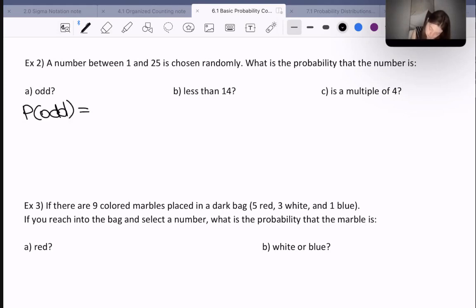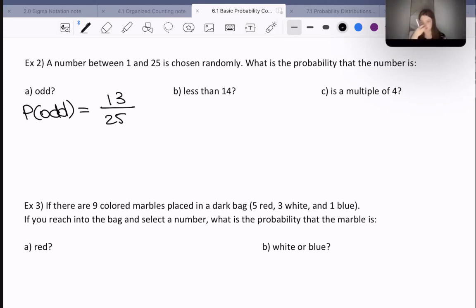Okay, so let's start with the total number of outcomes. There's 25 total outcomes. Now the question is, how many of those outcomes are odd? Well, let's see. 1 is odd, 3, 5, 7, 9, etc., all the way to 25. And so just over half of them, which is 13, of these are odd numbers. So therefore there's 13 odd numbers possible over 25 total numbers possible, right? And so 13 over 25 is our answer.